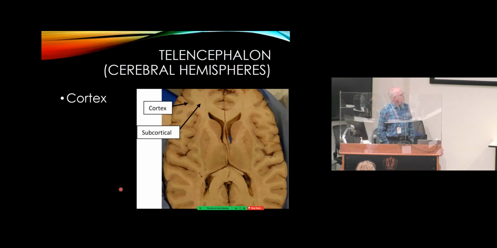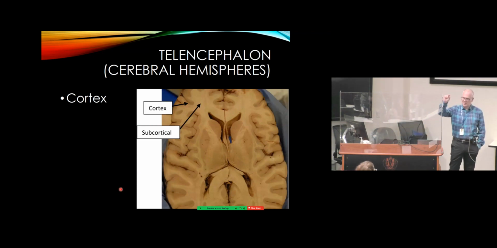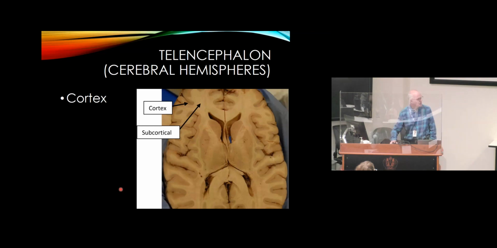The cortex of the brain is this 3 to 5 millimeter ribbon that goes all the way around the surface of the brain. In this section from a year or two ago in our brain dissection lab, you can see the cortex. Notice it dips down, but all of this is the cerebral cortex.